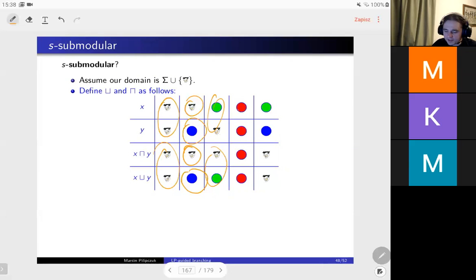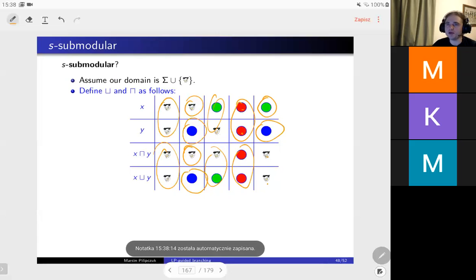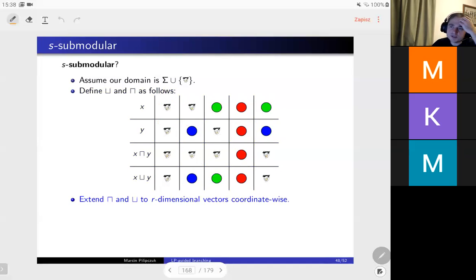If something is in the same set, in the red set here and in the red set here, it will be in the red set in both the intersection and the union. But if something is in two different sets, then it will be in neither of the sets, in both the intersection and the union. If the element belongs to different sets, there is a conflict, and you just say it is nowhere in the intersection and the union. This is usually not called intersection and union, it's usually called something a bit different, but let's call it intersection and union. And you can think of these as operations applied coordinate-wise. If you have a long vector of values, like a function, then you just apply this operation coordinate-wise.